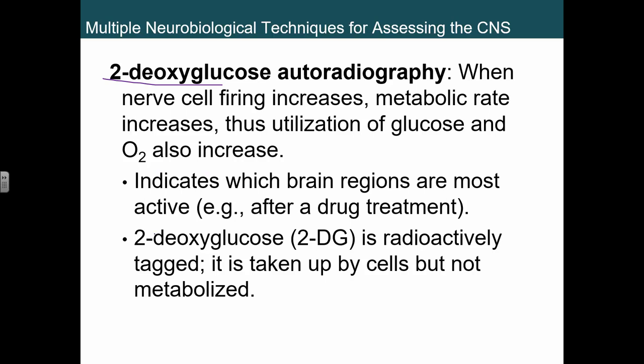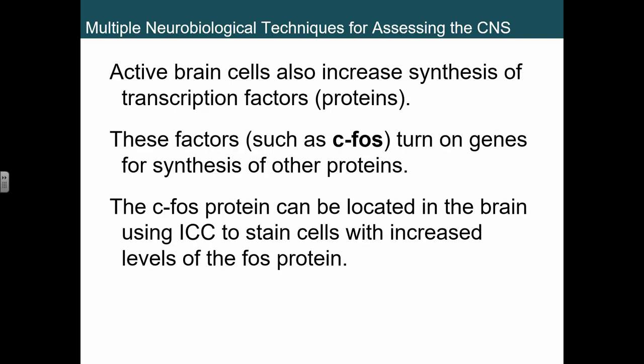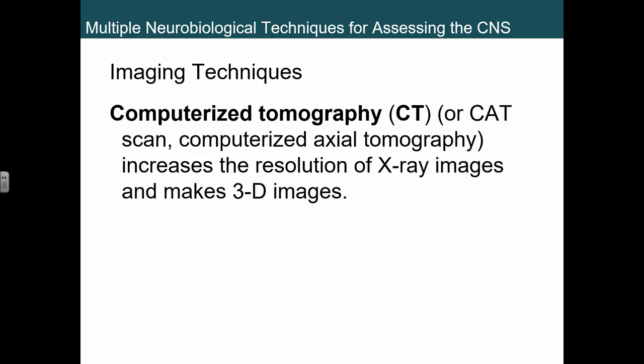Brain regions that seem to have an uptick are obviously brain regions you think are activated, right? So if there are brain regions that are overactive in a particular disorder, you give somebody a drug to treat that, you would anticipate a reduction in their 2-DG activity. c-Fos is kind of similar. You can do immunocytochemistry for that.